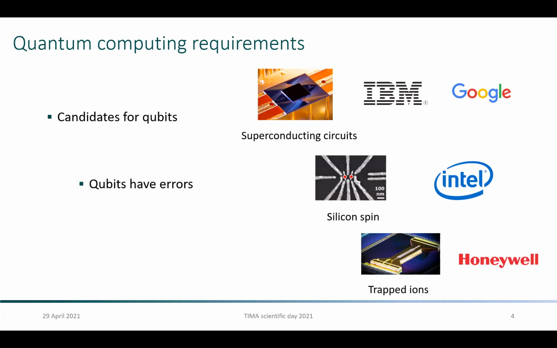Also, for computation, of course, we need more qubits that can communicate to each other, and we need a scalable system. With standard semiconductor technology, billions of transistors can be integrated on a single chip, and this is one of the main motivations for silicon spin qubits.